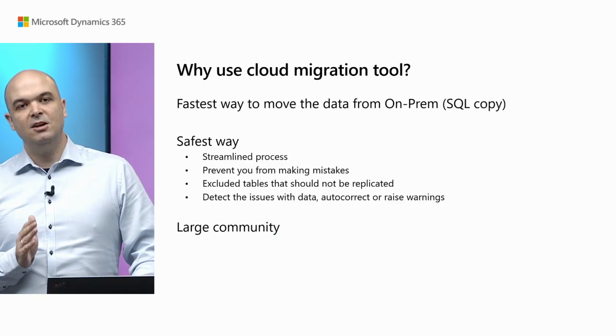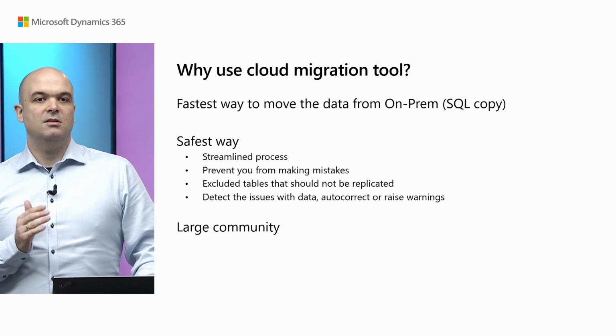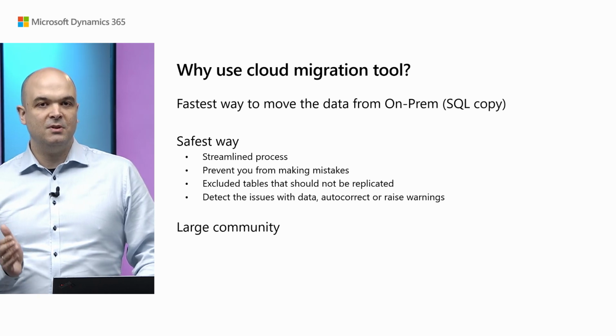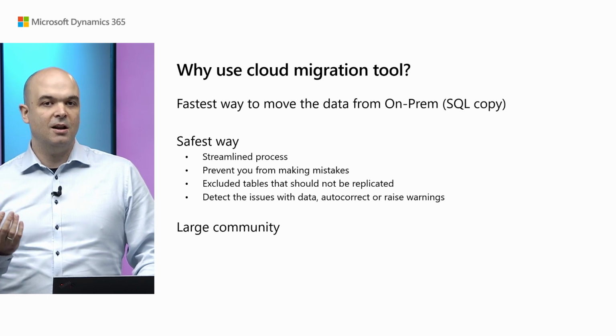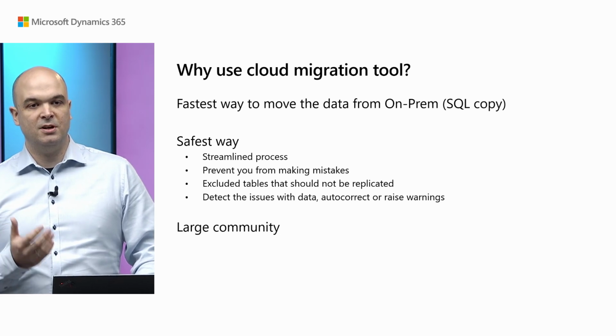We have also looked into which data should be replicated and which should be left on-prem for all of the Microsoft tables. So you're going to be moving only the data that is necessary to the cloud. And at the end, the tooling is capable of detecting data issues. In some cases, it can autocorrect them. And in case it cannot autocorrect the issues, it is going to highlight them either as errors or as warnings.